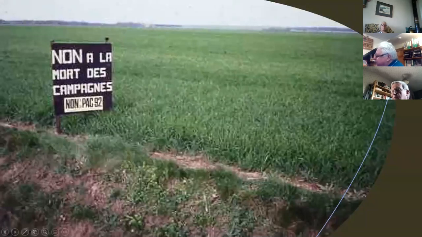I took this photograph in Normandy in 1992, non à la mort des campagnes. Well, what you're looking at is a wheat field that stretches to the horizon, and I can just about see some trees about 5 miles away. The French farmers are notoriously bolshy, but no to the death of the countryside. This, to me, is the death of the countryside. Monocropping, no trees, no people.